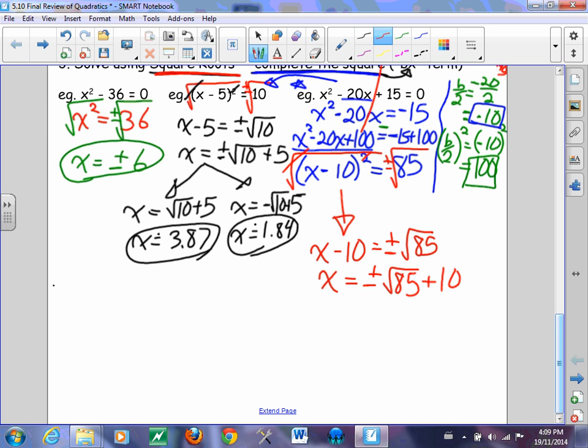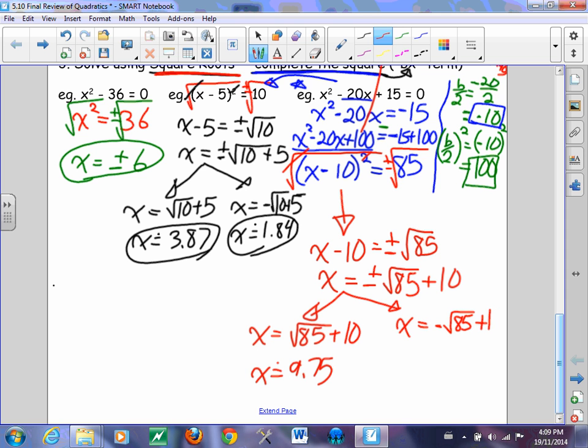Okay, then break it into its two roots. So you've got x equals root 85 plus 10. Okay, plug it in your calculator, ladies and gentlemen, and you're going to get approximately 9.75. And you do the other one, negative root 85 plus 10, and x equals approximately 0.78. All right, so there's method 2, folks, which is factoring by completing the square.